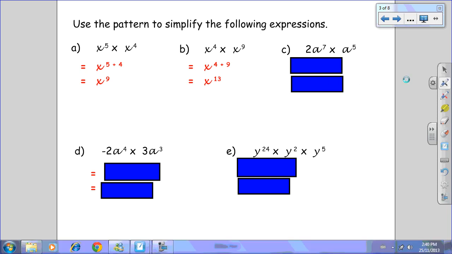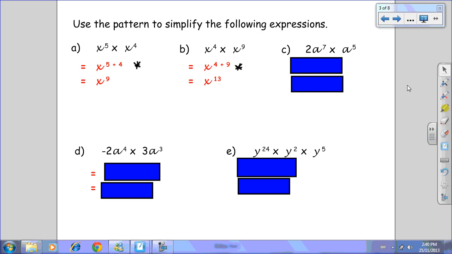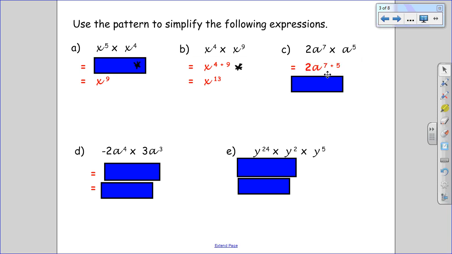Get in the habit of this step right here. As you do your homework and you work through practice questions, start by using that step. It will reinforce in your mind what you did to get the answers. And think about why you're doing it. 2a to the 7 times a to the 5 means 2 multiplied by 7 a's multiplied together, and then multiplied by 5 a's multiplied together, or a to the 7 plus 5, and the 2 just stays a coefficient for 2a to the 12. In part D, we can multiply the coefficients.